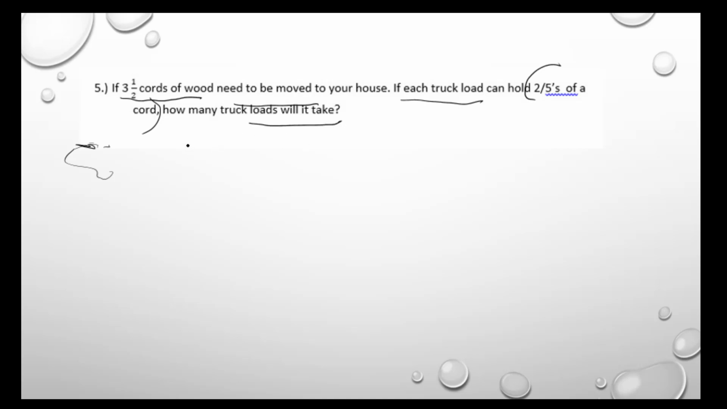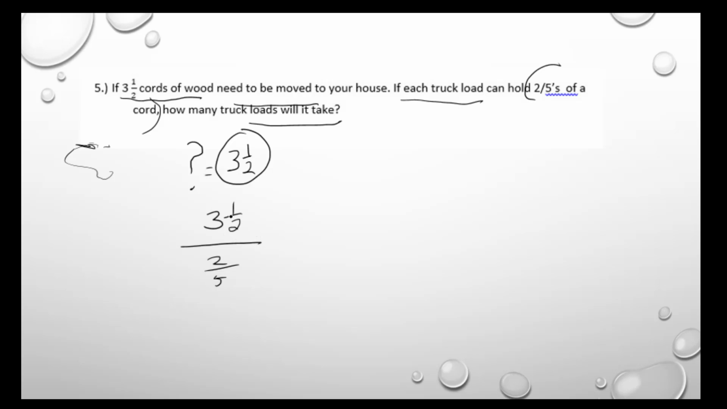Well, here's the first question I have for you. Is the answer going to be more than 3.5 or less than 3.5? Think about that. Well, the answer is more than 3.5. Now, are you going to divide or are you going to multiply? The answer is you're ultimately going to multiply, but you're going to start out dividing. You've got 3.5 cords, and divide that into 2/5 of a cord per load.